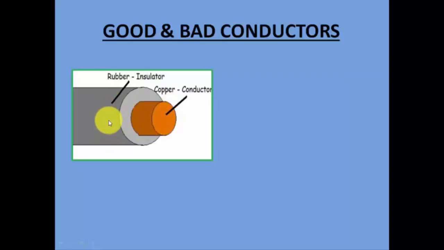It is because in case the coating is not there, then if we touch these wires with our hand, we might get some kind of shock, because rubber is a bad conductor of electricity. So if we touch rubber, nothing will happen. But if there is no rubber, then if we touch this copper, it will give us a shock because it is a good conductor of electricity. That is why most of the wires are covered.